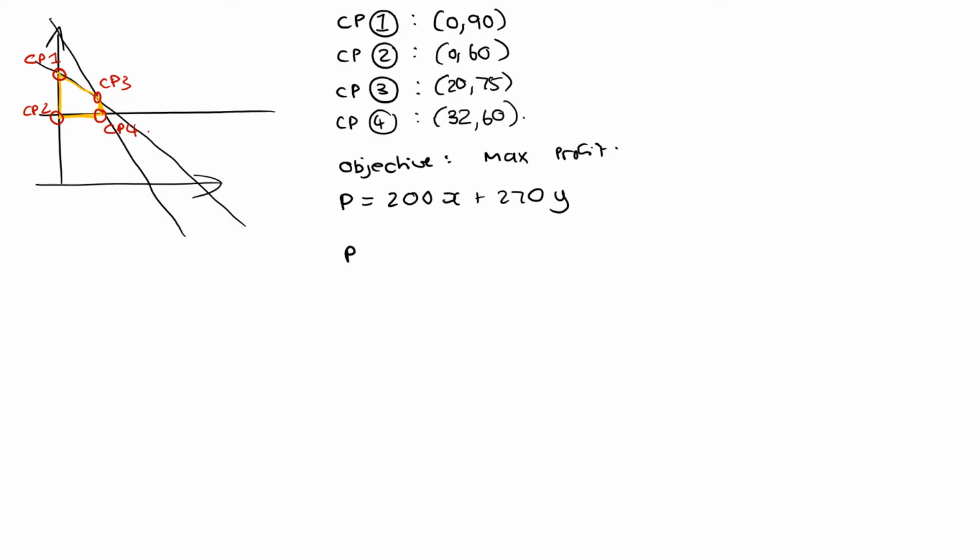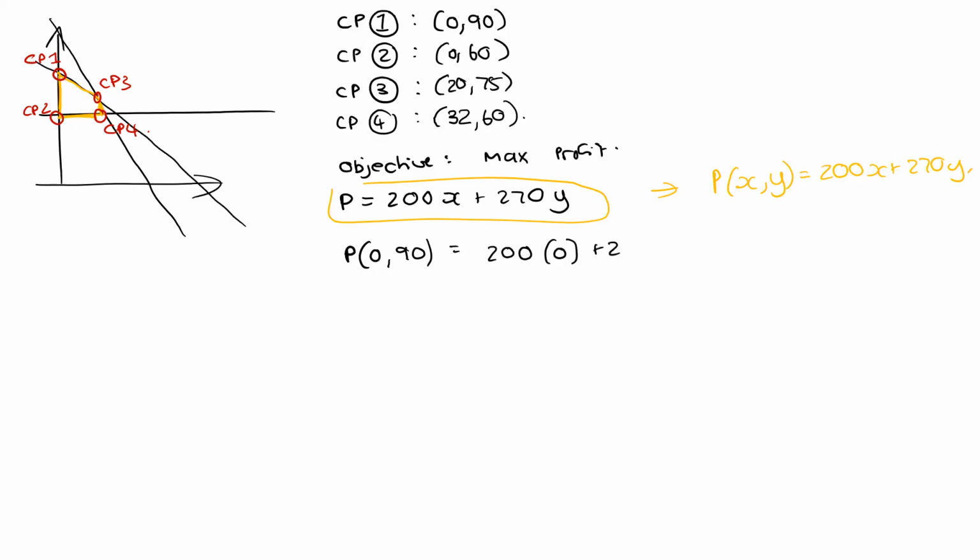Just a reminder that P is a function of x and y. So when we write it, we could write it like this, plus 270y. When I'm solving it, I'm going to do it like that so I remember what's going on. So we say 0 and 90. Now we have 200 times 0 plus 270 times 90, and we work that out. I'm going to be a bit lazy about this and put it in our calculator. And that gives you 24300.